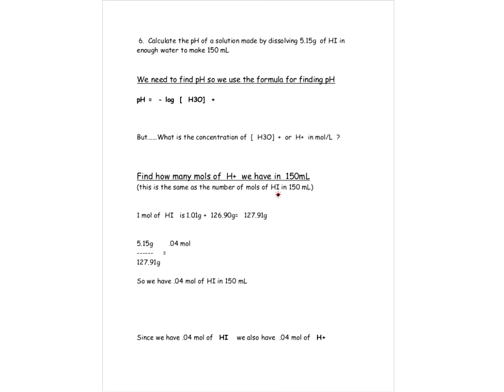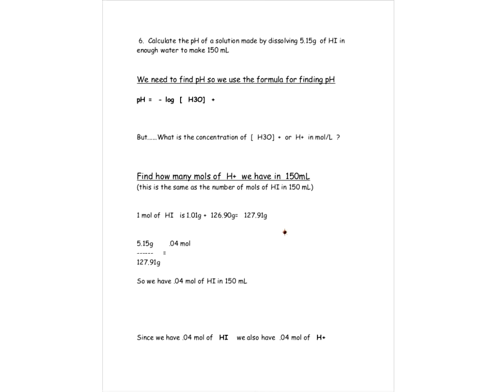We're given HI in the question, and then we've got to somehow produce the number of moles per liter of H plus. But they're going to be the same, right? So we're needing to find how many moles of H we have in 150 mils, and we're looking basically for the number of moles of HI in 150 mils, knowing those moles will be the same number. So we go to the periodic table, and we know that 1 mole of HI is this much. We add it up, and we get 127.91 grams. Now we know how much 1 mole of HI is.